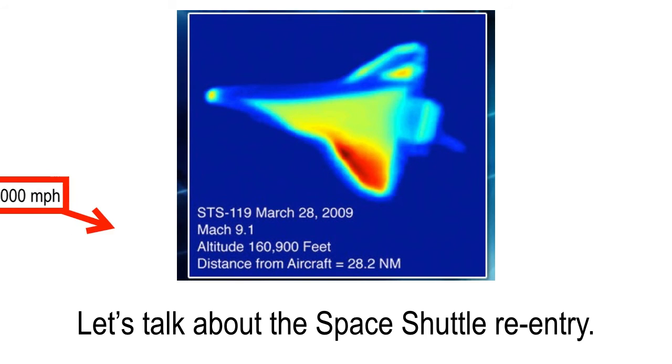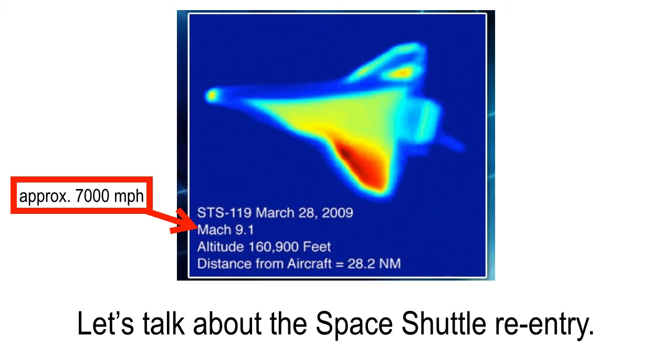So now 9.1 is about 7,000 miles per hour. Go ahead and write that down. 160,000 feet is about 50 kilometers of altitude, or 28.2 nautical miles.